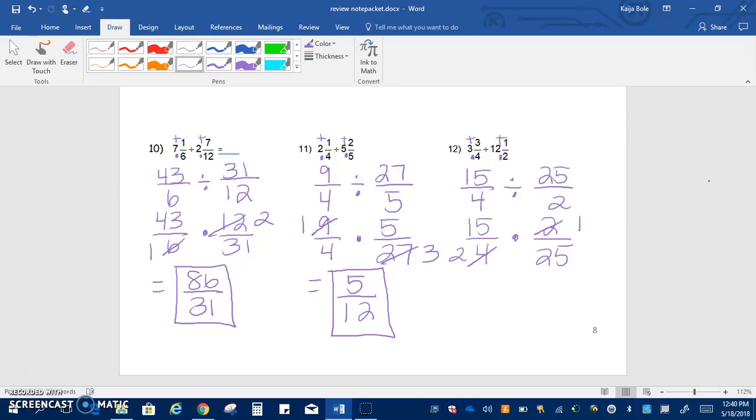And then with my 15 and my 25, I can divide both of those by 5. So my 15 becomes a 3, and my 25 becomes a 5. And I can't cross divide anymore, so I multiply straight across, and I have 3 times 1 is 3, over 2 times 5 is 10, so 3/10 is my final answer.